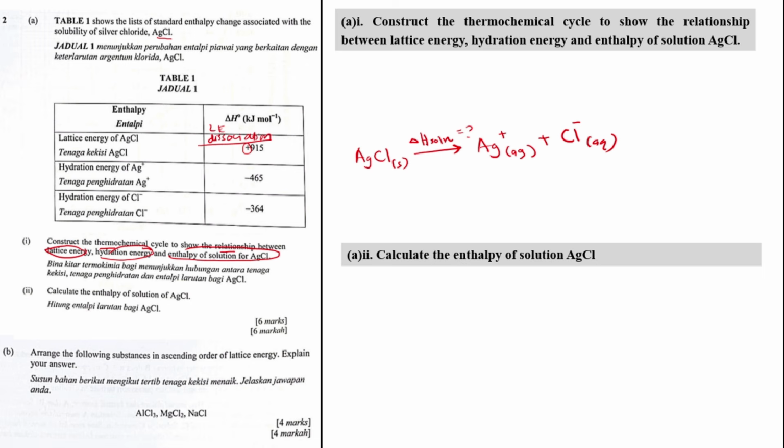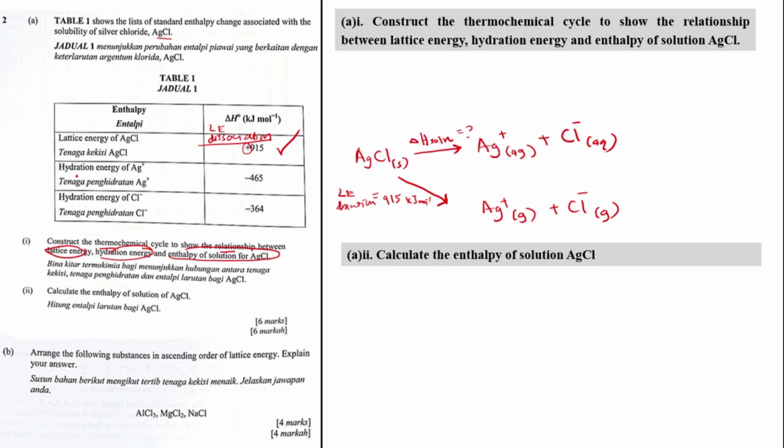Okay, but what I know is that the AgCl will be dissociated via the lattice energy of dissociation. So AgCl can be dissociated, which is the lattice energy of dissociation, which has the value of 915 kilojoules per mole. So it's going to be dissociated to form Ag plus gaseous ion plus Cl minus gaseous ion. Okay, so I have done with this equation.